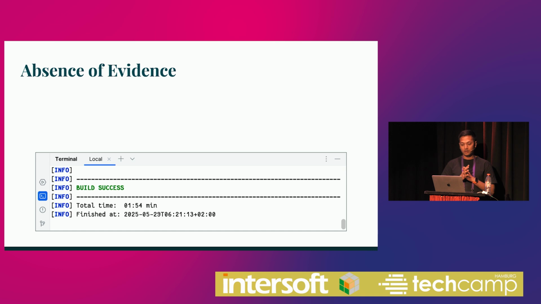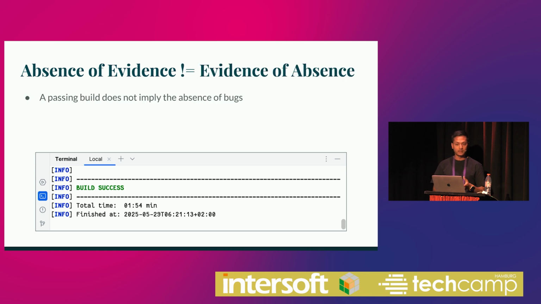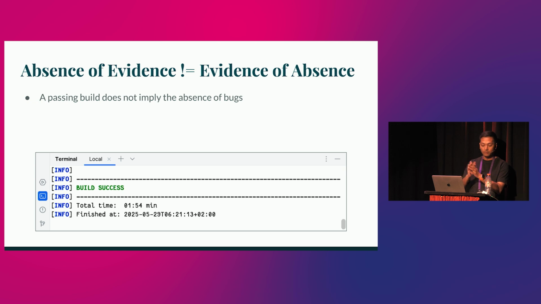So what we are doing when we run tests, be it property-based test or non-property-based test, is that when a build passes, it is an indication that we didn't find a bug, right? It is not an indication that there is no bug, right? It's just saying that in this run, we couldn't find a bug.